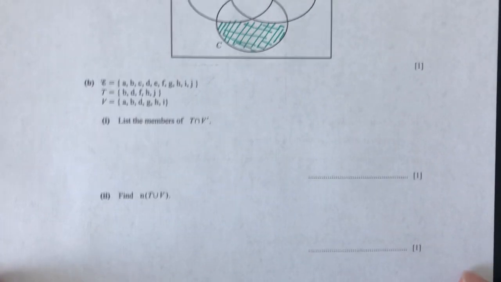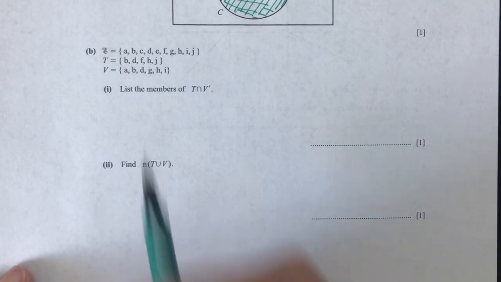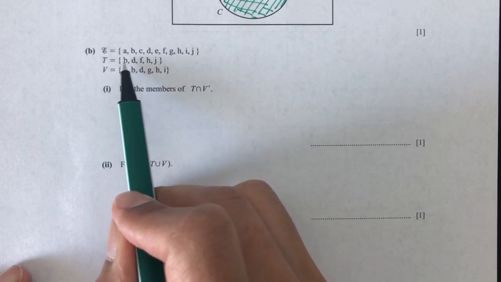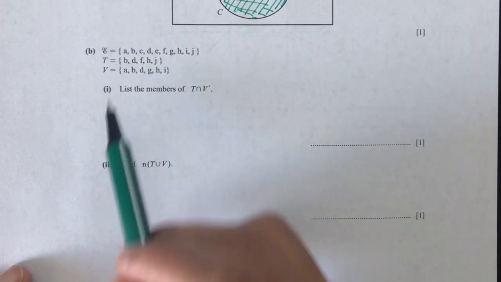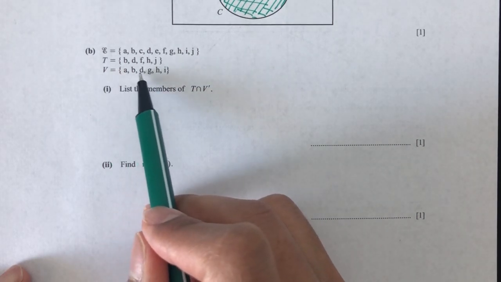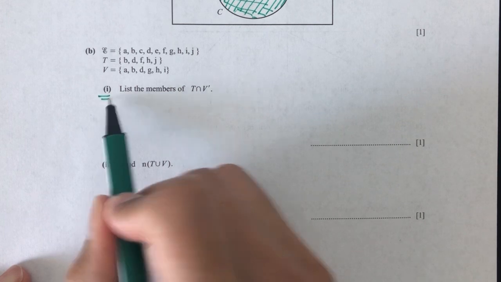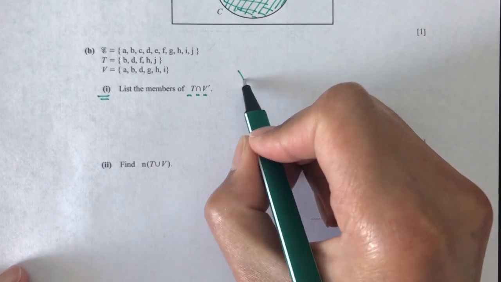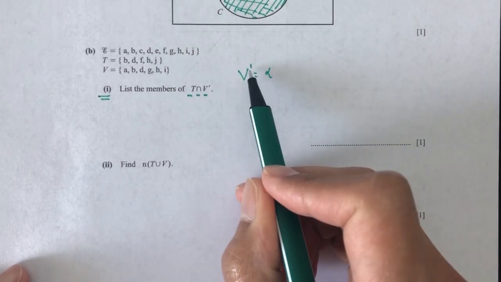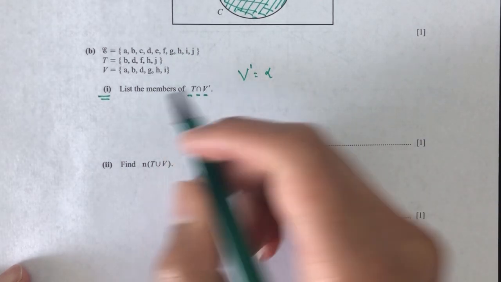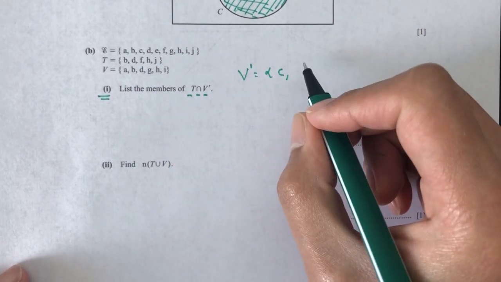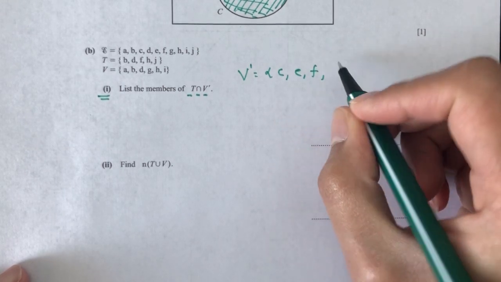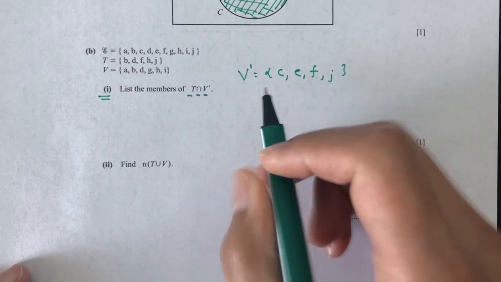So now moving on to part B, we have a universal set which is A, B, C, D, E, F, G, H, I, J. We have T equal to B, D, F, H, J. And then we have V equal to A, B, D, G, H, I. Okay, so now first one, we have to list the members of T intersection V dash. So let's find what is inside of V dash. So V dash is anything which is not in V. So we have C, D, E, F, G, H, I, J. So this is everything in this set.